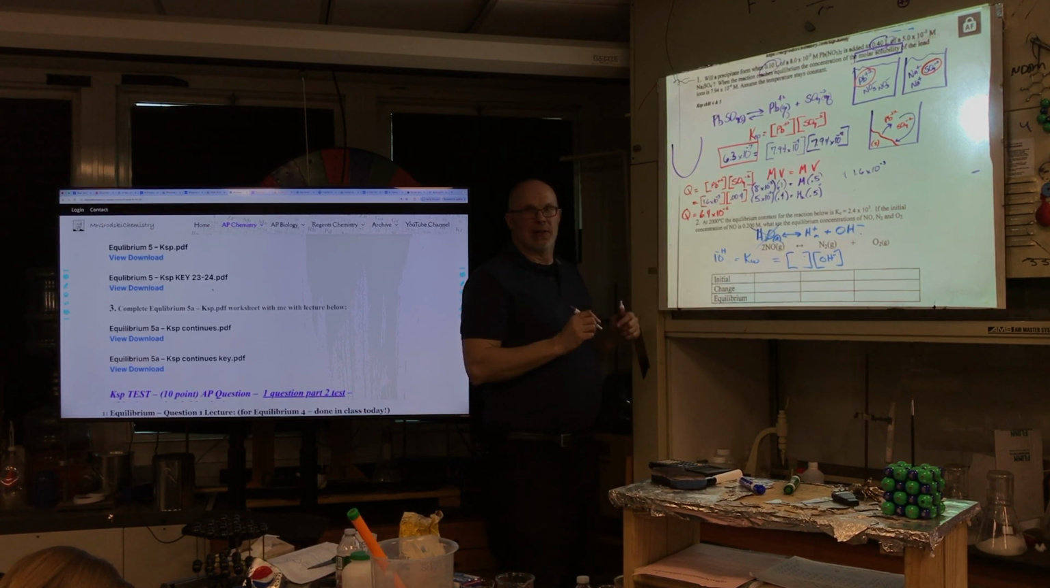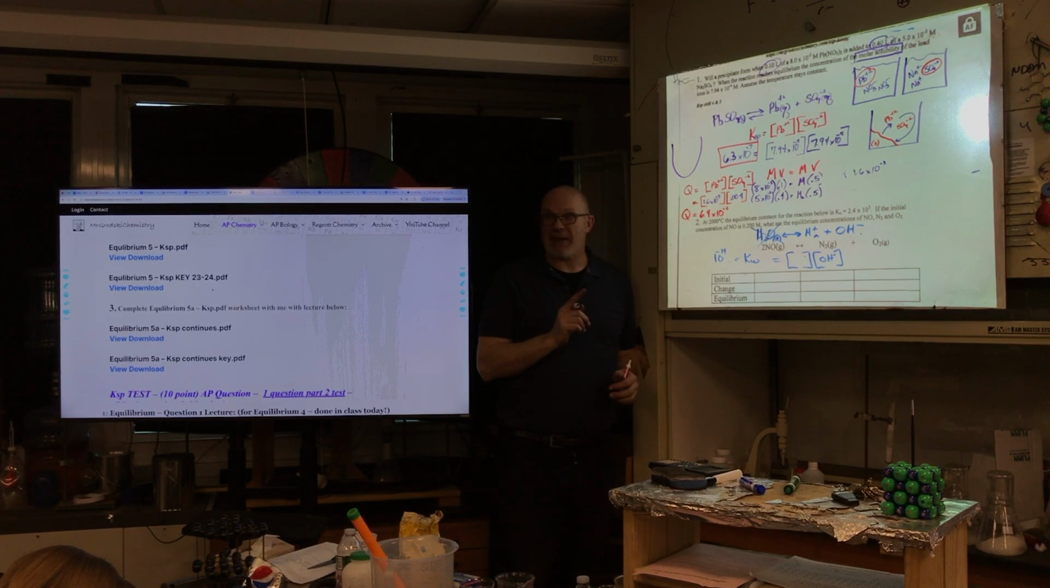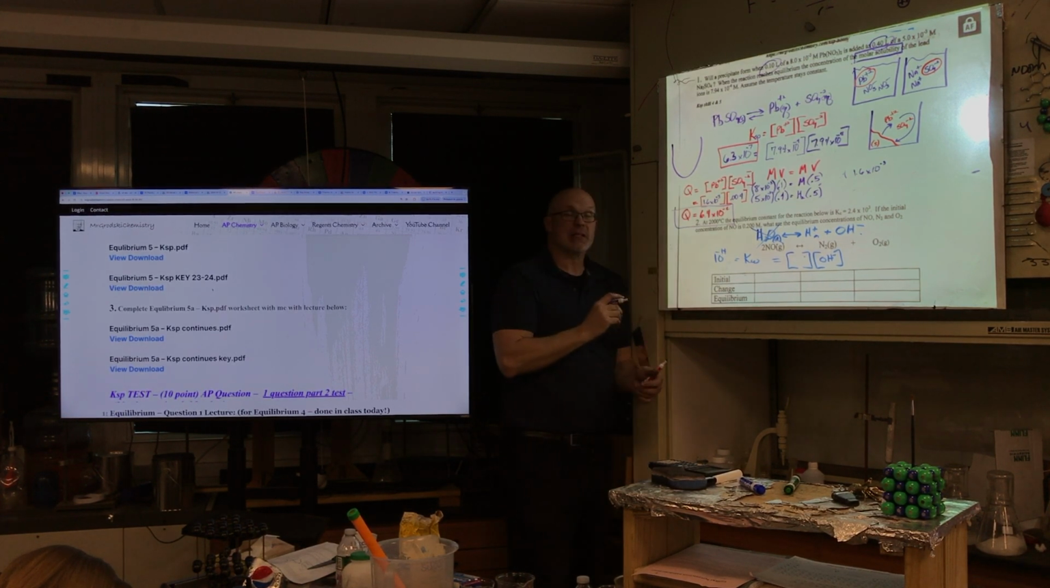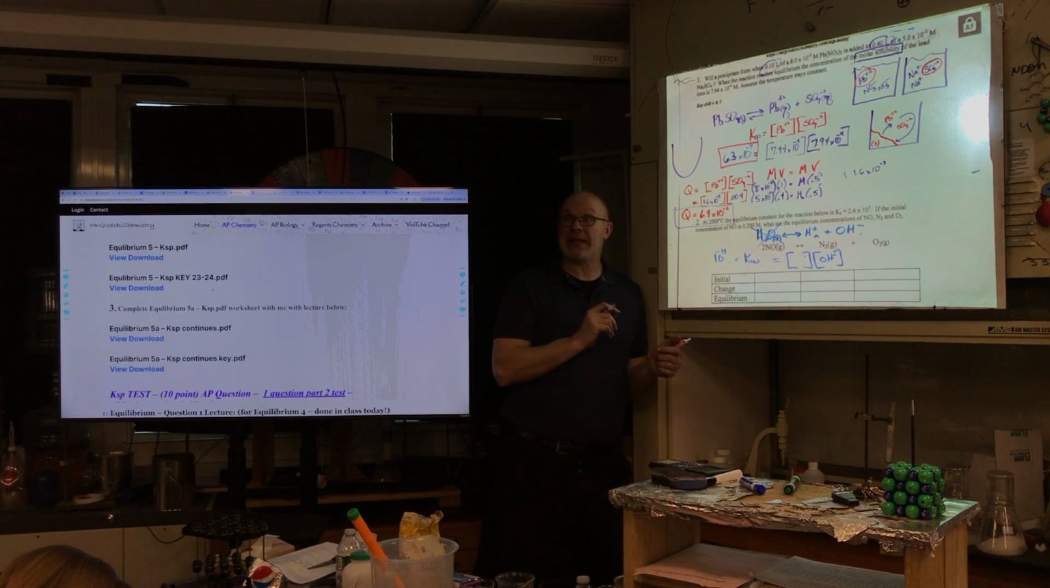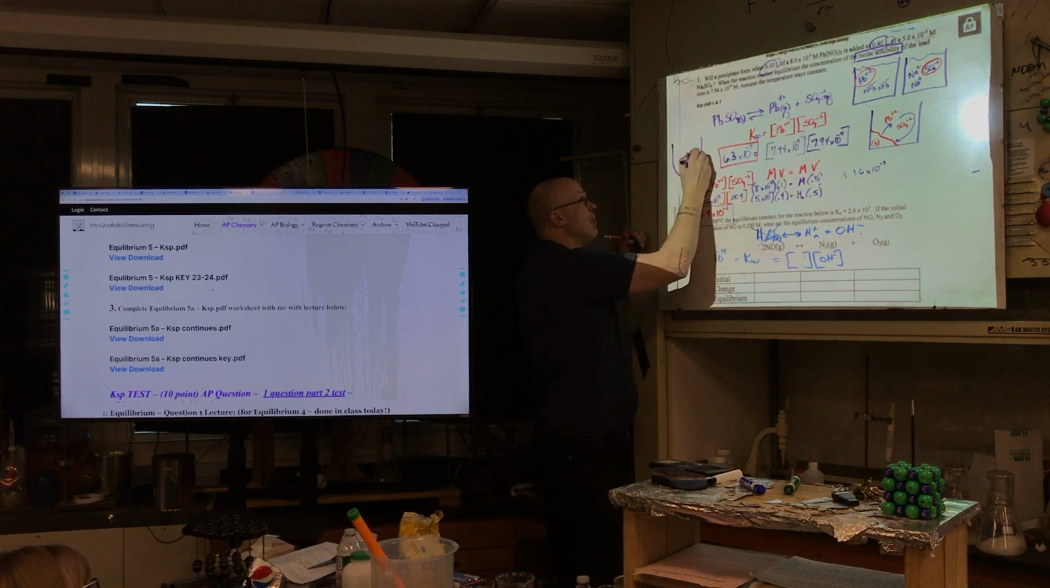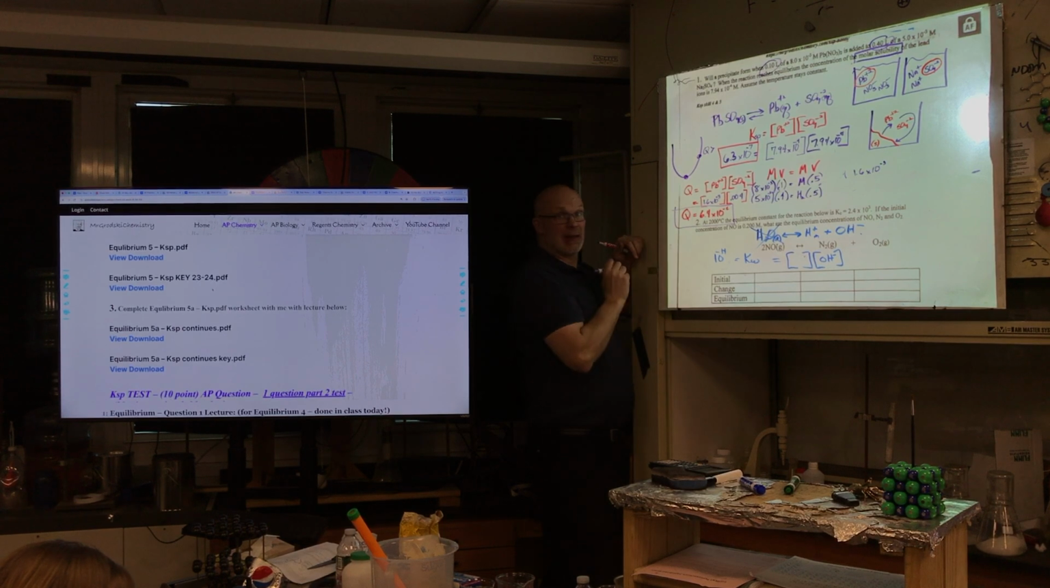So, does this precipitate? I've got my K. It's 6.3 times 10 to the negative 6. I've got my Q. It's 6.4 times 10 to the negative 6. Isn't this bigger? Isn't that a bigger number? Q is larger than my K.